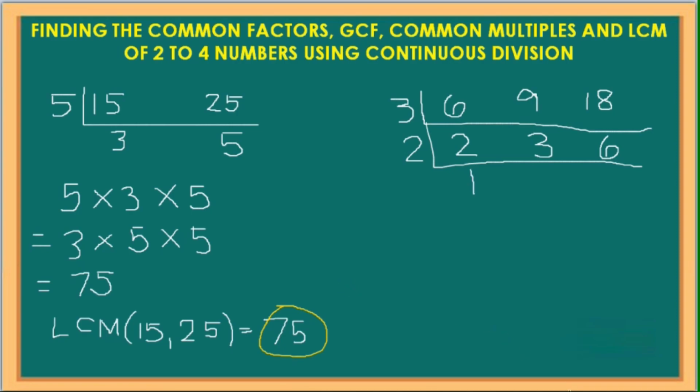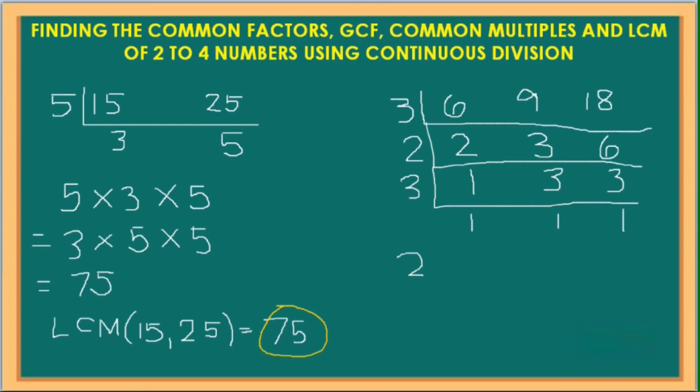3 divided by 2 cannot be because 3 is not divisible by 2. So we will just copy 3 below 3. 6 divided by 2 is 3. Then we notice here that 3 and 3 have a common factor. Let us divide again by 3. 1 divided by 3 cannot be, because the answer is a fraction. So we will just copy 1 below 1. 3 divided by 3 is 1, and 3 divided by 3 is 1.